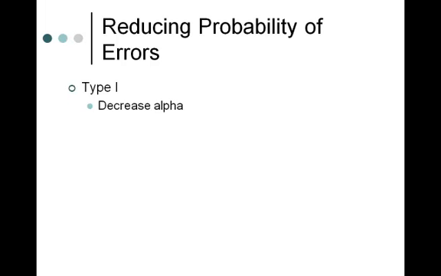If I do that, what's the impact it will have on making a type 2 error? Right? I'm reducing the likelihood of type 1, but I will increase the likelihood of type 2. If I make it really hard to reject the null, well, then I'm less likely to reject it. If I'm less likely to reject it, I'm more likely to make a type 2 error, because that's part of a type 2 error. Right?